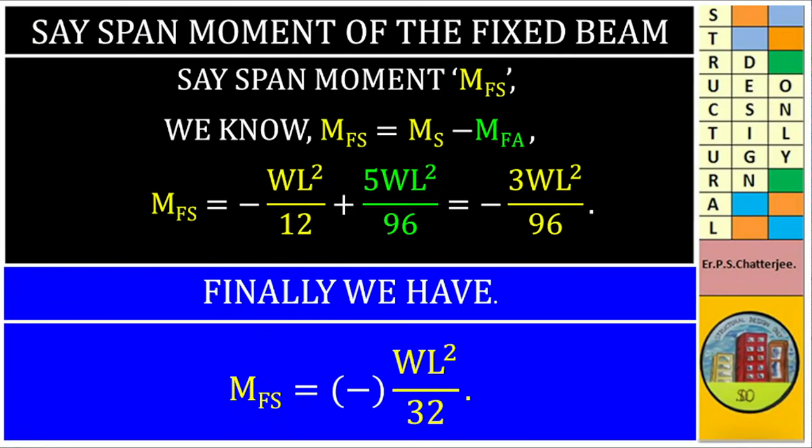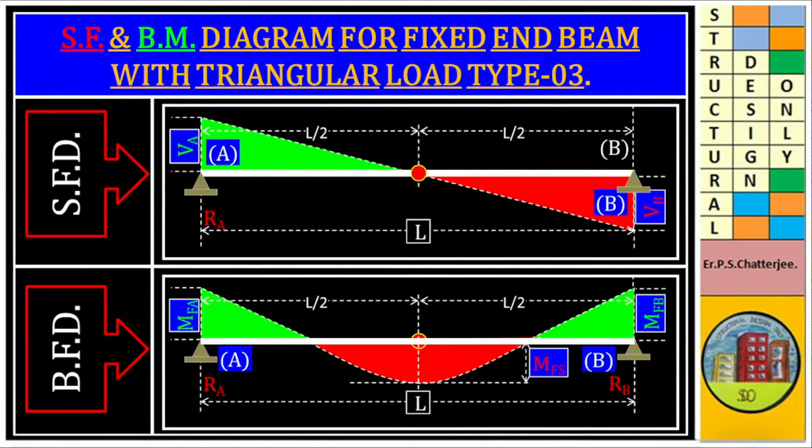So, the span moment of the fixed beam is equal to MFS. We know MFS is equal to MS minus MFA. MFS is equal to minus WL square by 12 plus 5 WL square by 96, which is equal to minus 3 WL square by 96. Finally, we have MFS is equal to minus WL square by 32. SF and BM diagram for the fixed beam with triangular load type 3. And this is our SF and BM diagram.